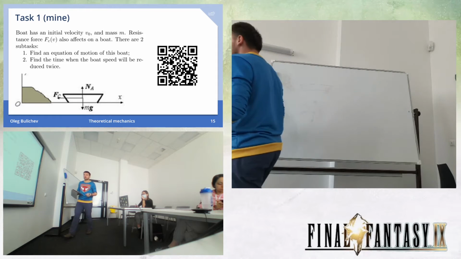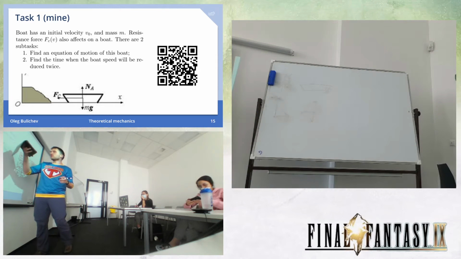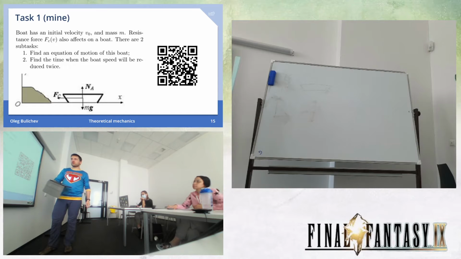let's read the task. Both have initial velocity and mass. We have also resistance force, which affects the board. There are two subtasks. Equation of motion, so we just need to solve the first task, let me say like this, and find the time.